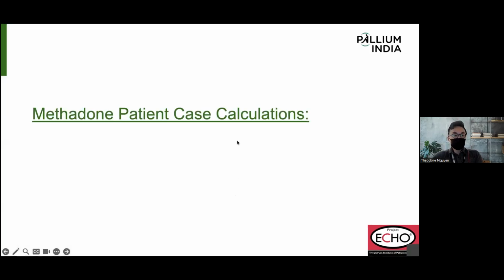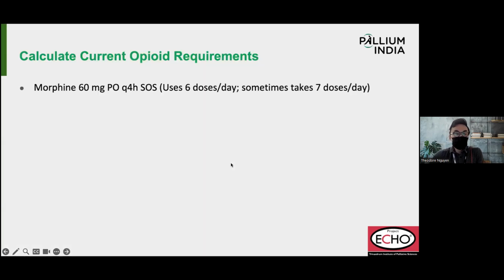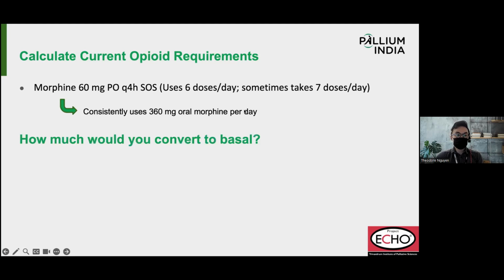Okay, so now going on to calculations. Based off of the doses that the patient was using before, he was reporting that he was using morphine 60 milligrams, 6 doses a day, and up to 7 doses because of his pain. So if we do a calculation, we can estimate he's using 360 milligrams of oral morphine per day consistently. So how much would you convert to basal?